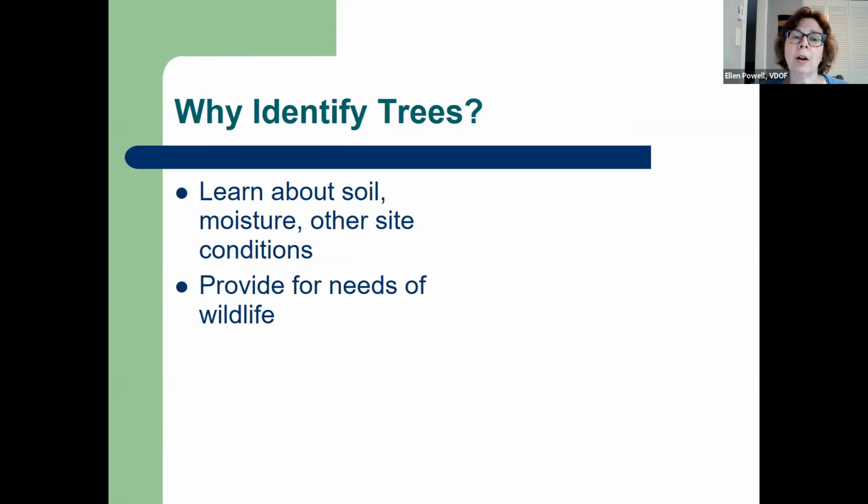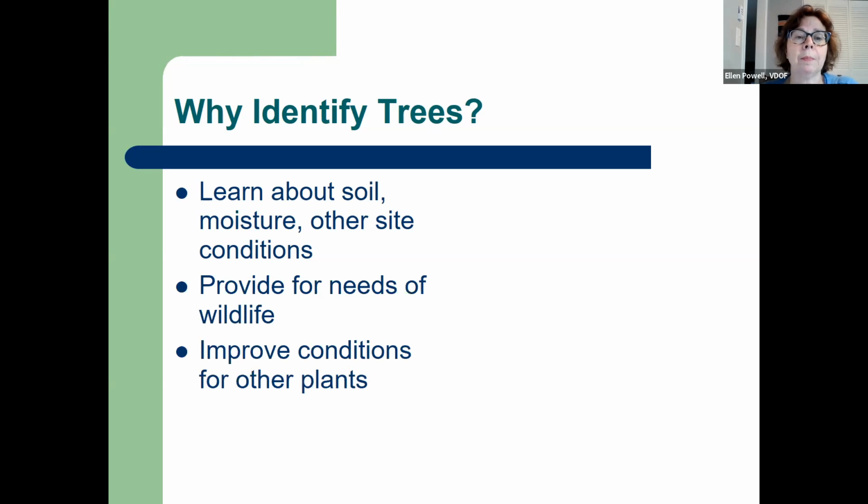Also, we like to know about providing for the needs of wildlife. So if we have an idea of what trees we have and what benefits they have for wildlife, then we can make sure we keep the trees we want or add trees that we are missing. Identifying trees also helps us improve the conditions for other plants, because there are some plants that prefer to grow in a forest understory or under particular trees. And so that helps us too with any sort of planting or management we might be doing.